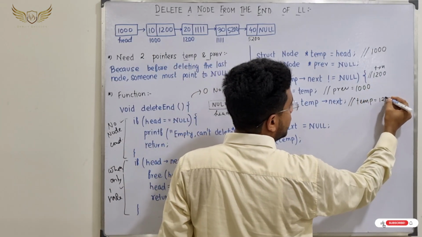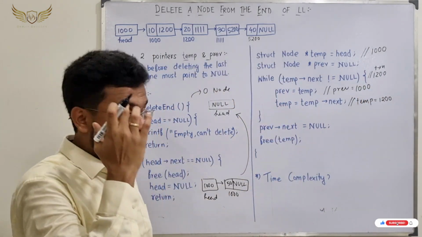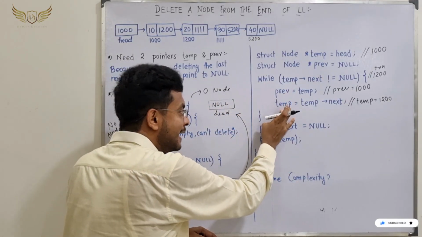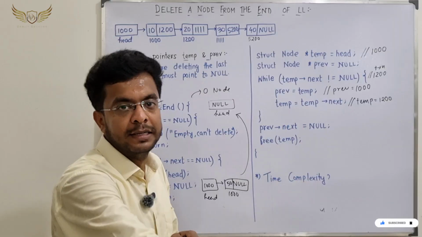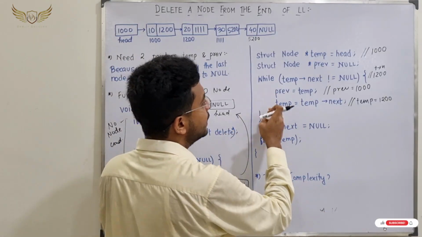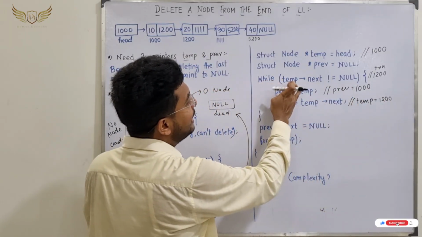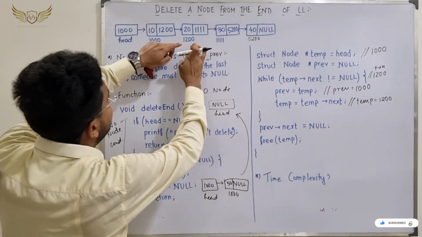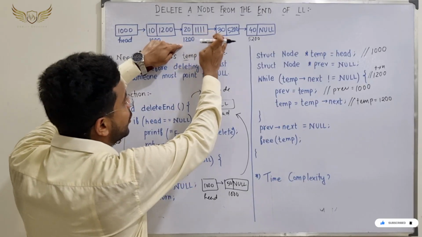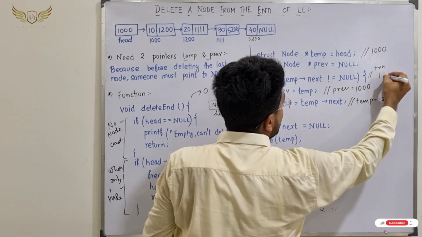That means what is it doing? Temp is giving its value to the prev, and then itself it is becoming one step ahead, the next address. Now if you see, temp is equals to 1200 now. Now again checking while temp arrow next: go to 1200 and see the next part. You will be finding 1111. So temp arrow next is nothing but 1111.